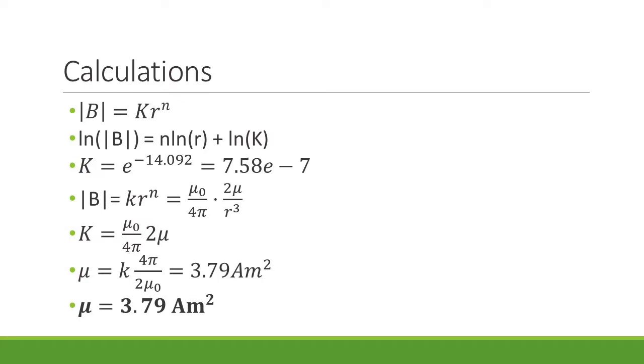Next, I solved for the magnetic dipole moment, which is a key distinguishing feature of the magnet and its magnetic field. I started with the equation B equals k times r to the n power. By taking the natural log of both sides, I found the value k to be 7.58 times 10 to the negative 7. After finding this value, I substituted in the values that make up k, which are mu naught, mu, and pi, and solved for mu to get 3.79 amps meter squared.